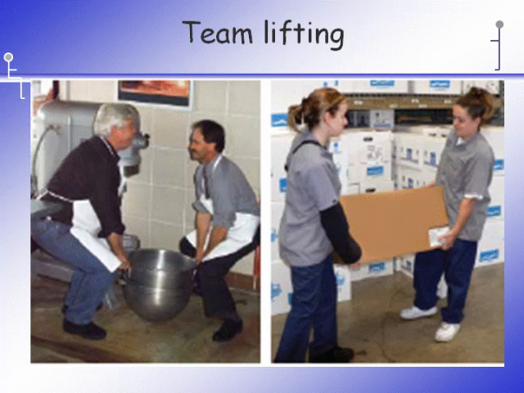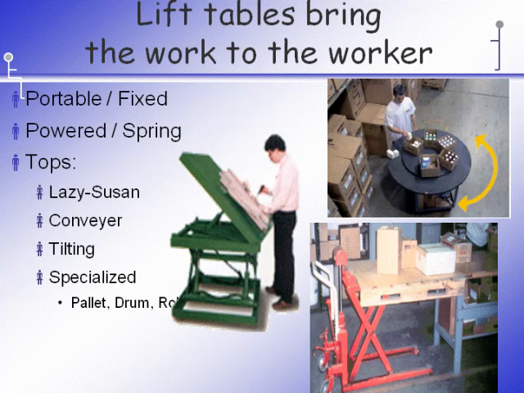So these are 2 really good examples of team lifting or lifting teams, where we have people who are equally matched by height, and hopefully the weight is equally distributed between the two workers. Lifting tables are really great pieces of equipment. They have a scissoring mechanism that lowers and lifts, and they basically bring the work to the height of the worker, hopefully to elbow height.